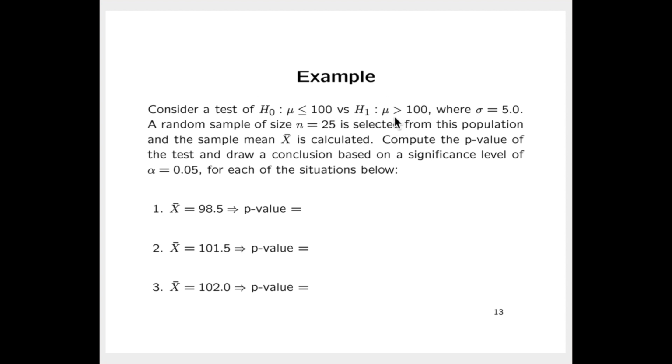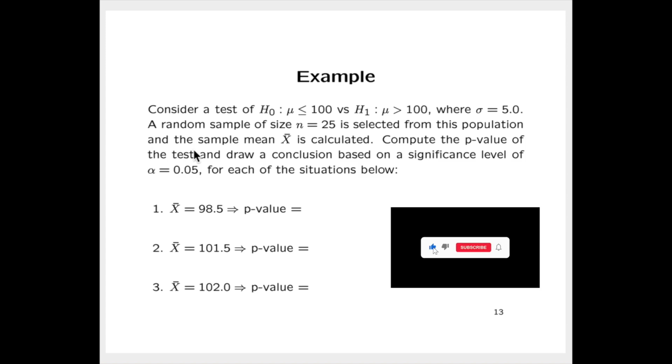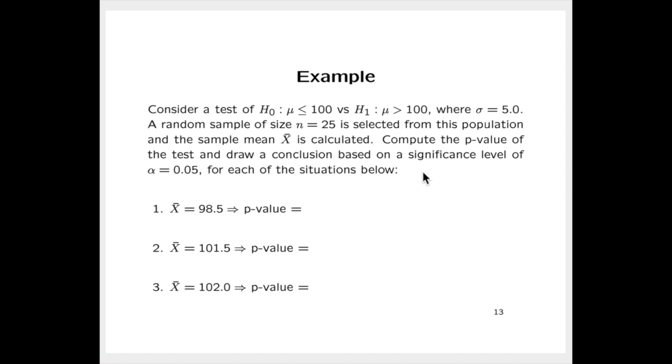The direction of the inequality in the alternative tells us what kind of test it is. We're going to base our inference on a random sample of size 25 selected from the population, and we're going to calculate the sample mean x bar from that sample. With that, we're supposed to compute the p-value of the test and draw a conclusion based on a significance level of 5%, 0.05. And we're supposed to do it in each of these situations.